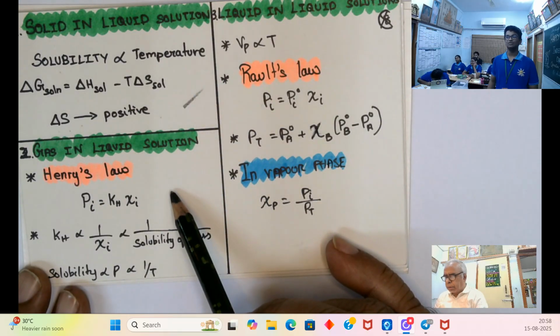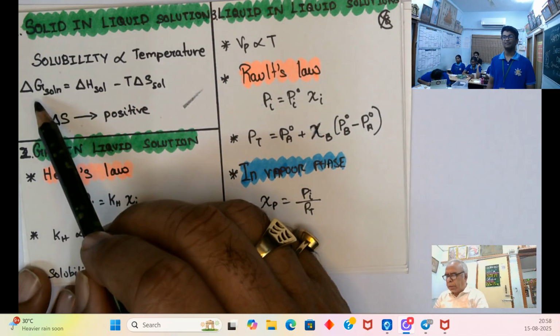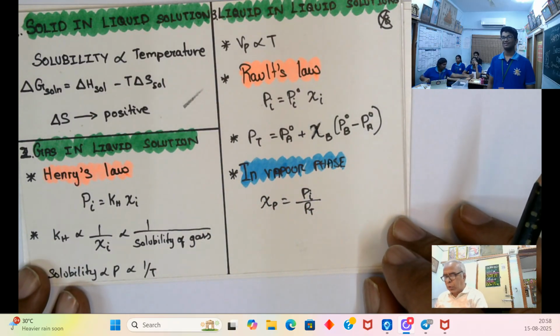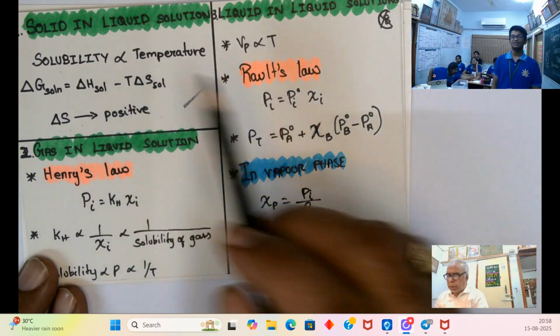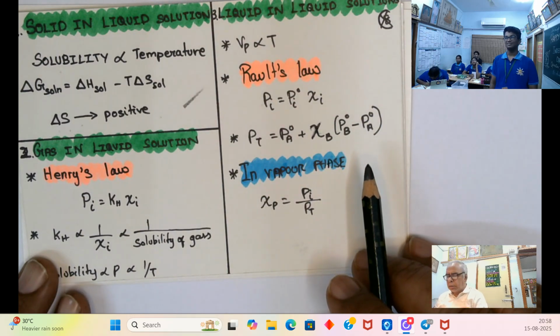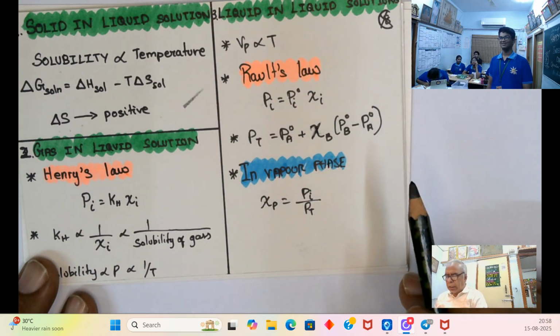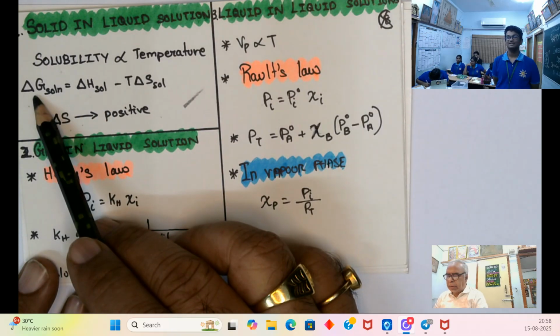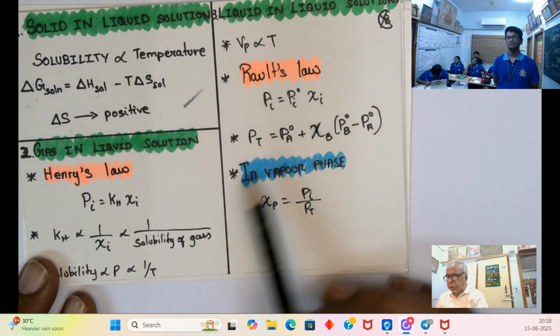And gas in liquid solution, Henry's law. What is that delta G? It gives the free energy of the solution. What is delta H? Delta H solution is the enthalpy change. You have to say this is the free energy change. This is the enthalpy change of the solution.